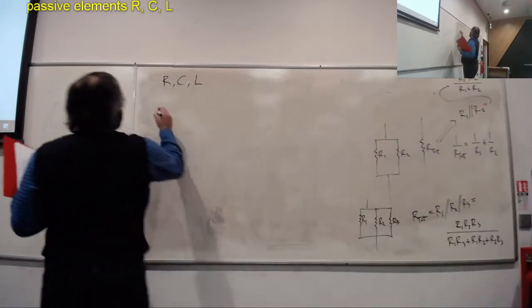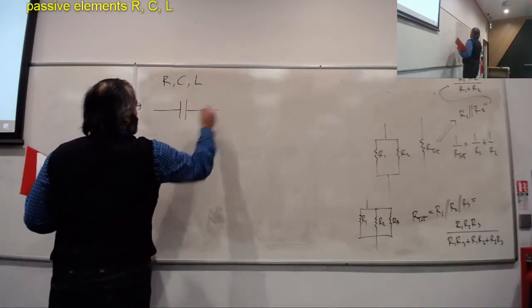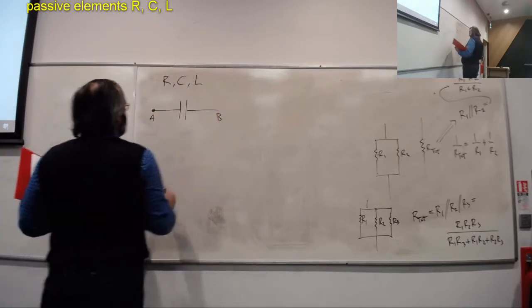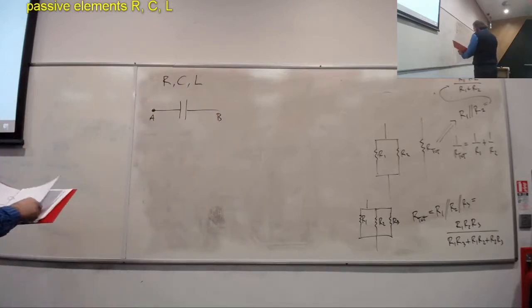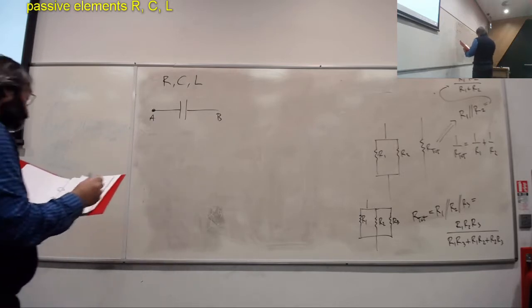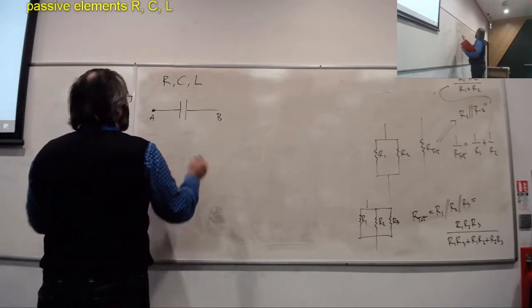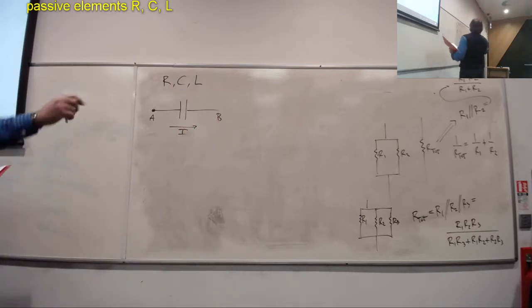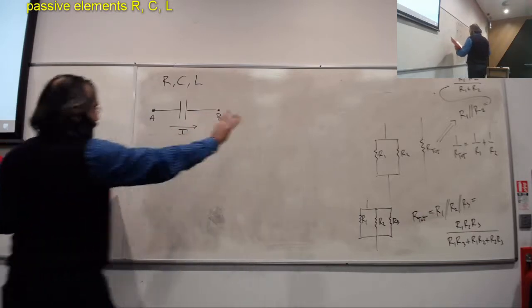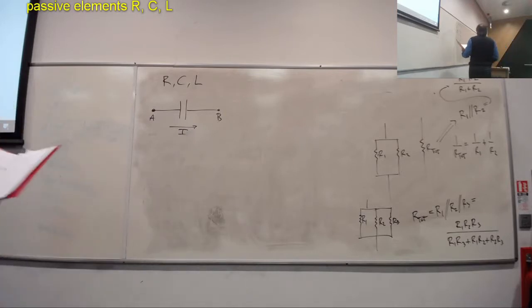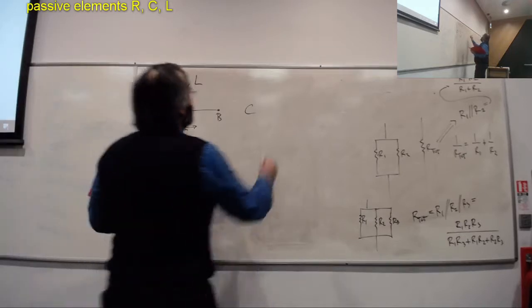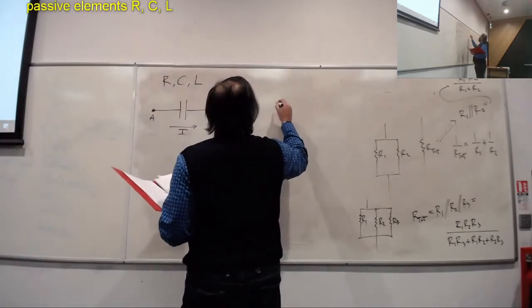Okay, let's deal with the capacitor. We indicate the capacitor like that. Again, let's say this is VA and B. I will indicate some current flowing just to give to this piece of conductor some direction. Now, the capacitance C is measured in farad.